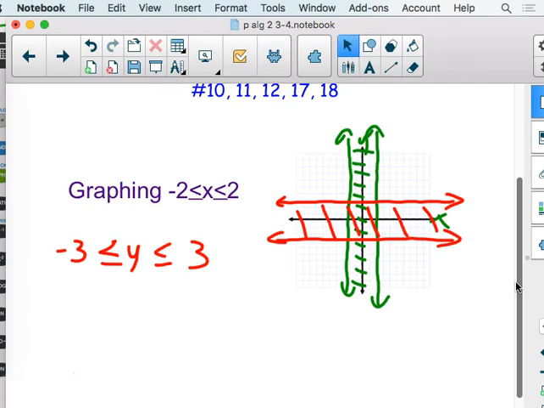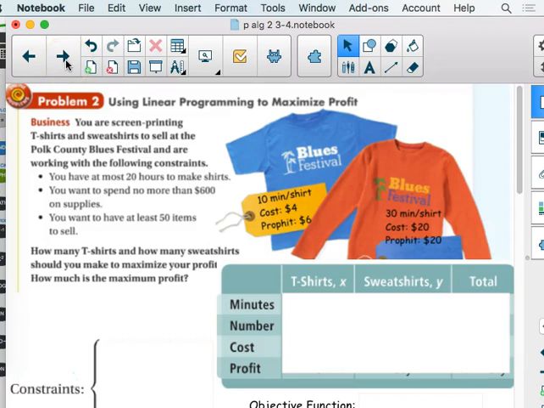Get the phones put away and pay attention. We've got one word problem that I really hope we can get done before we leave here today. Yes, we can do it. All right, here we go.